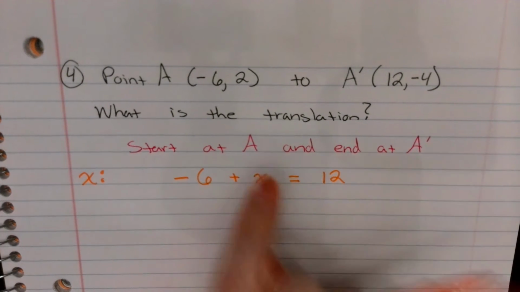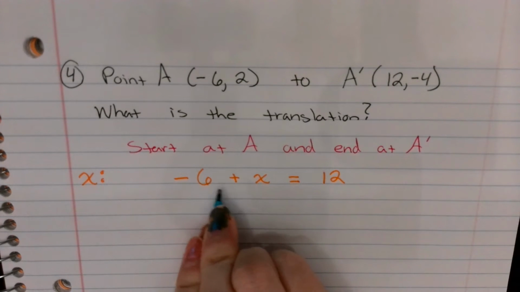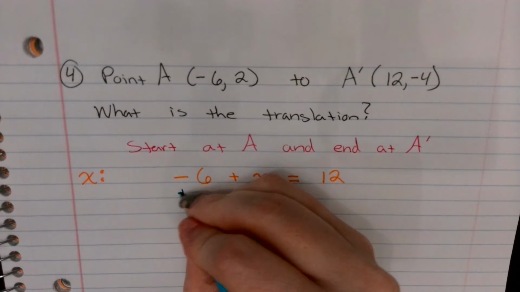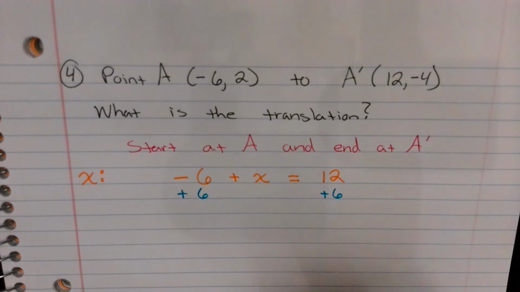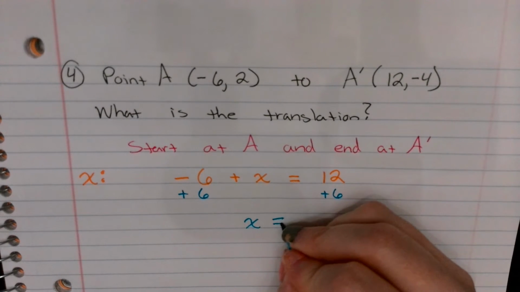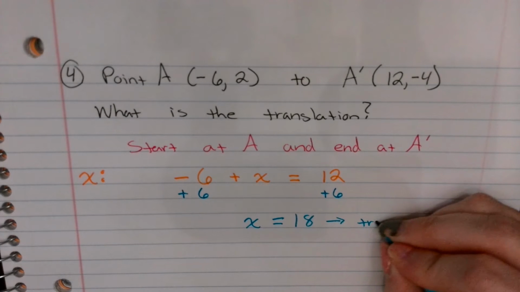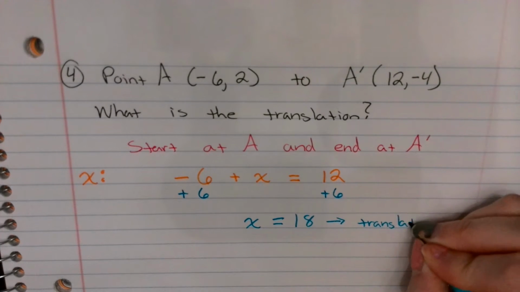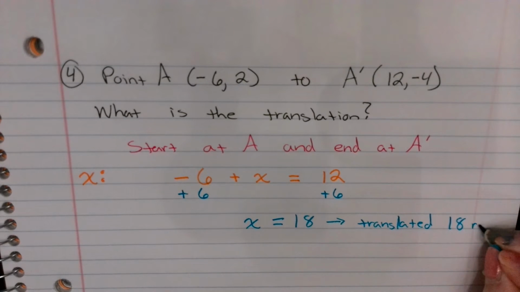So if I say I've got an equation here, what's the inverse operation of a -6? Well, that's just a +6. So I would add 6 to both sides, and then I would find out that my x is 18, which means I translated, because 18 is positive, I translated 18 to the right.